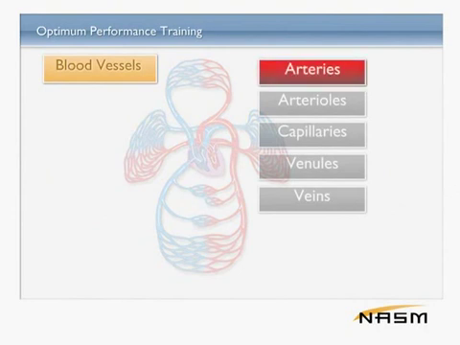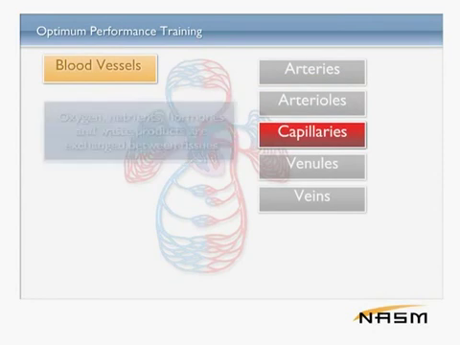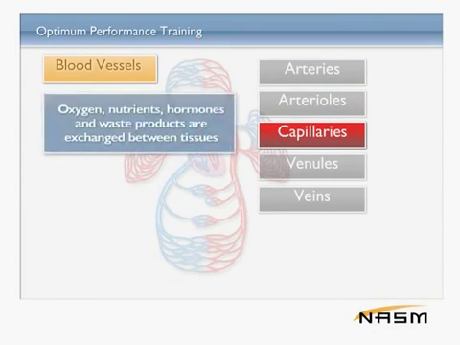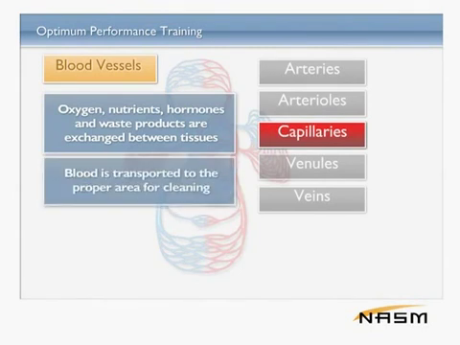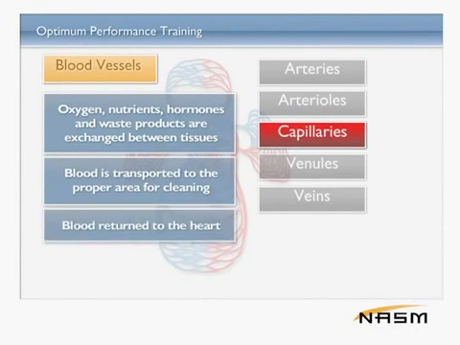The medium-sized arteries further divide into smaller arteries that are called arterioles. In turn, arterioles branch out into a multitude of microscopic vessels known as capillaries. It is here in the capillaries that substances such as oxygen, nutrients, hormones, and waste products are exchanged between tissues. Once substances are exchanged in the capillaries and waste products are gathered, they must then be transported to the proper area for cleaning and eventually back to the heart.